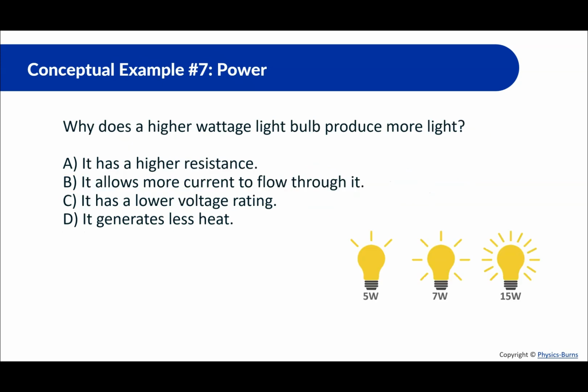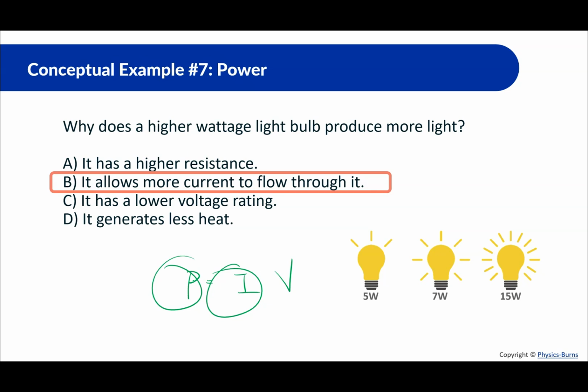All right, moving on. Why does a higher wattage light bulb produce more light? I don't know if you guys have ever dealt with light bulbs, but they come in different wattages, like 60 watts, 30 watts, so on. A, it has higher resistance. B, it allows more current to flow through it. C, it has lower voltage rating. D, it generates less heat. So remember, power is equal to current times voltage. More power is going to mean there's going to be more current allowed to go through it.